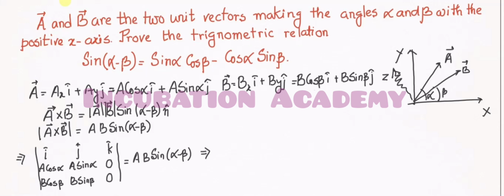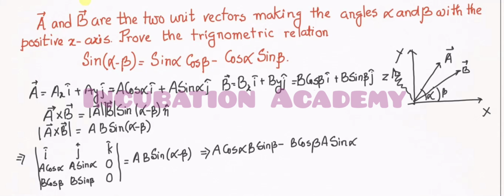It is completely easy to understand from the determinant that i cap and j cap are zero. So only one thing exists here, and that is k cap. And since we are taking the magnitude, we are not writing down the k cap. So I am writing down here A cos alpha, B sin beta minus B cos beta, A sin alpha.